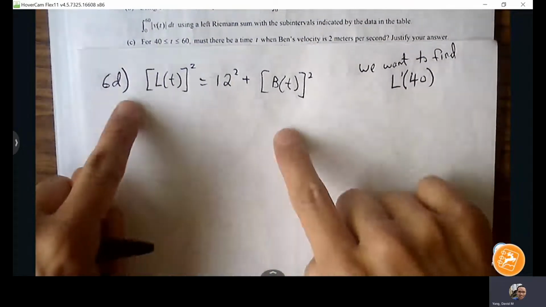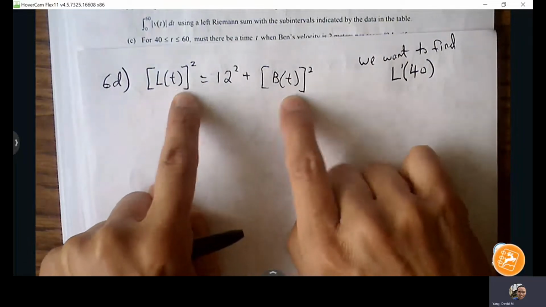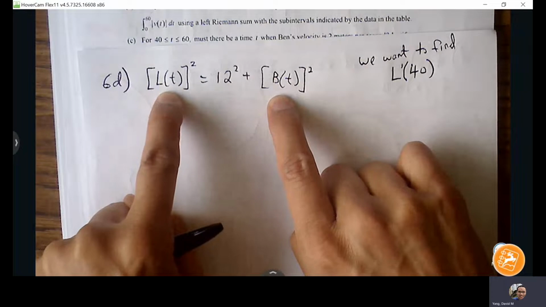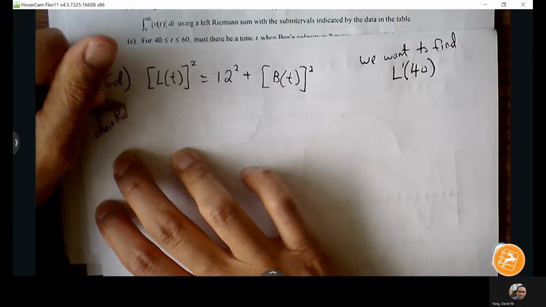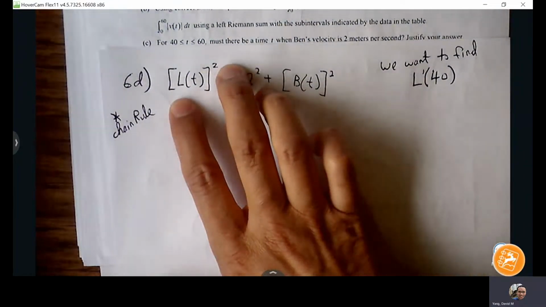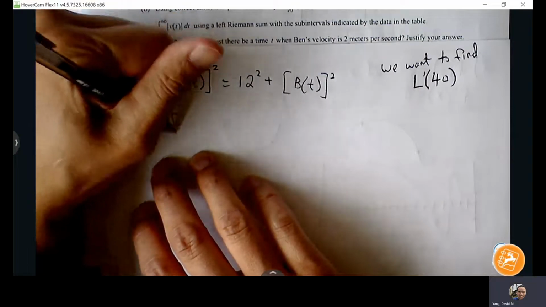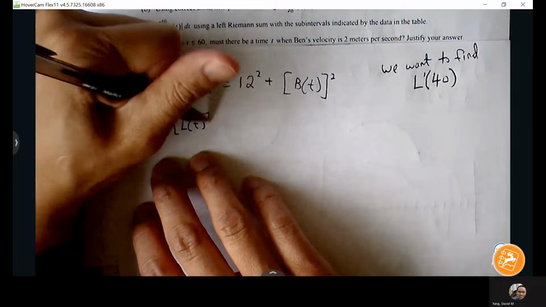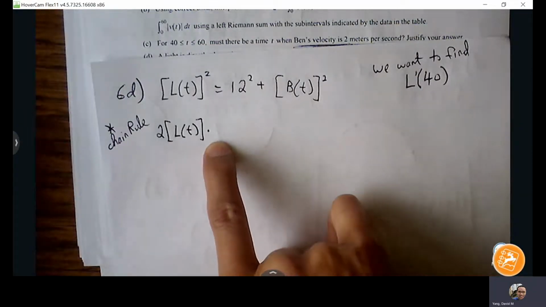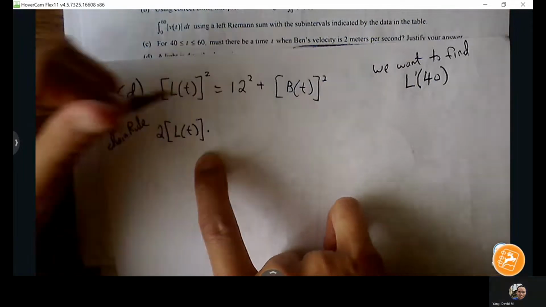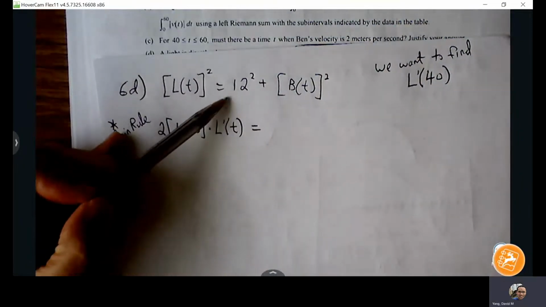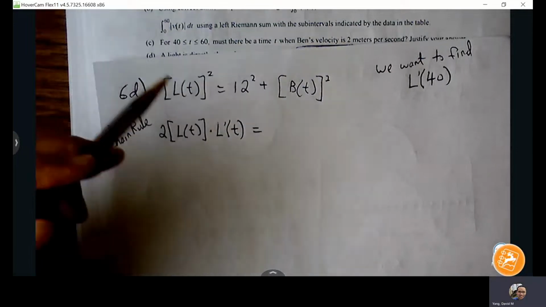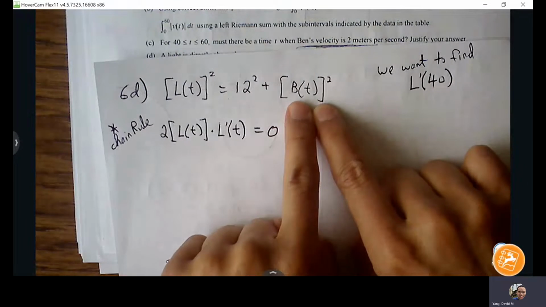To find L prime of t, we have to go through our derivative process. Can you recognize a method we have to involve here if we want to find the derivative in this form? Chain, good. This outside, inside portion we have to jump through. So chain rule here. Outside's derivative, that bracket squared becomes what? 2 bracket to the first power times what does inside's derivative become? L of t becomes L prime. And there's our L prime that we're going to be looking for. Right side, what does a 12 squared become? Good, it's a constant, so it goes to 0. And same thing here, chain rule for B of t as well.